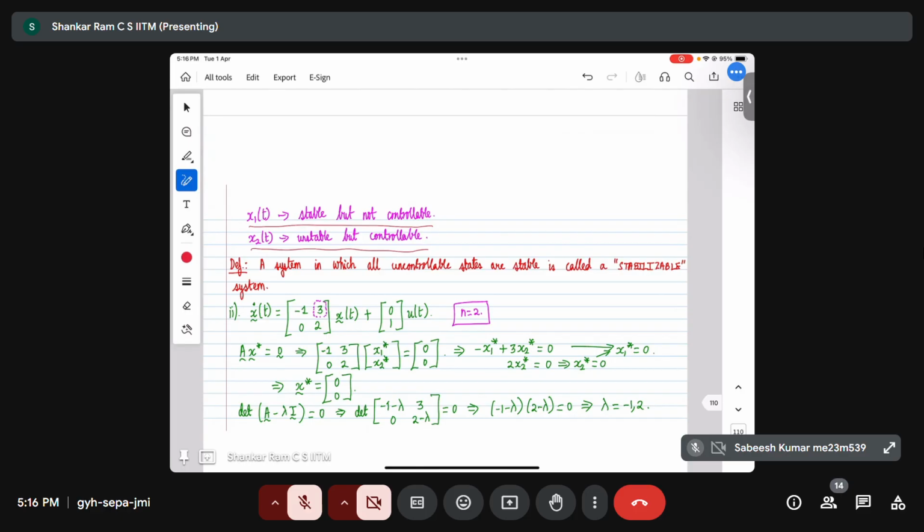And a system in which all uncontrollable states are stable is what is called a stabilizable system. So this example that we consider is not completely controllable. Why? Because X1 was not controllable at all.